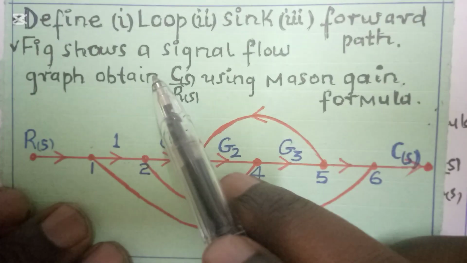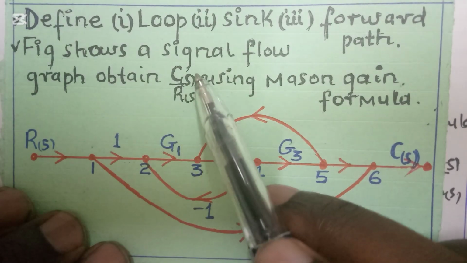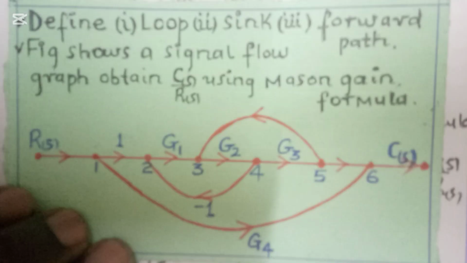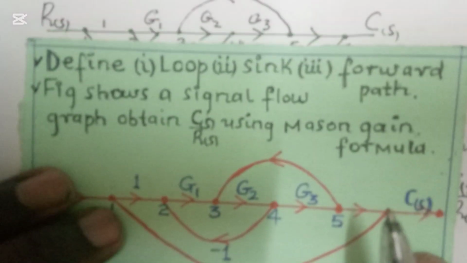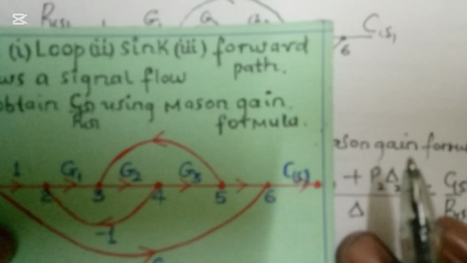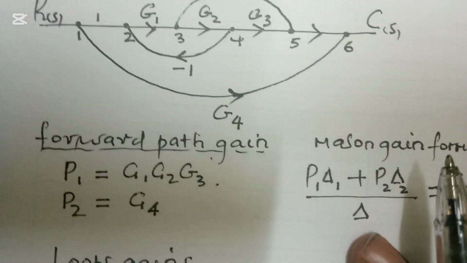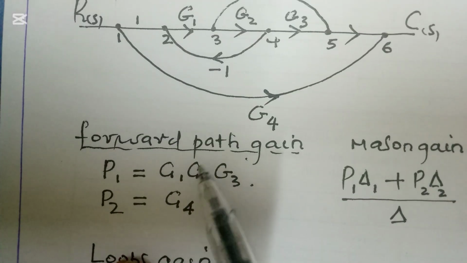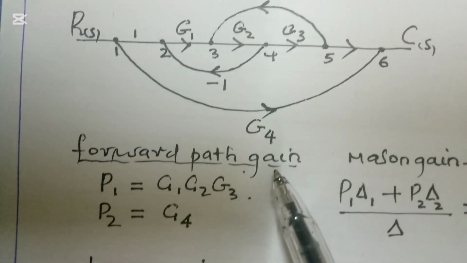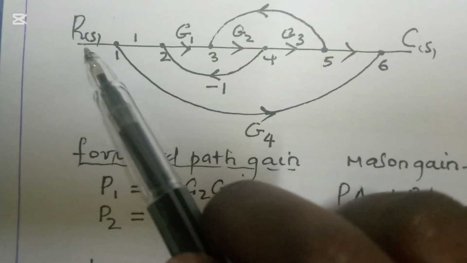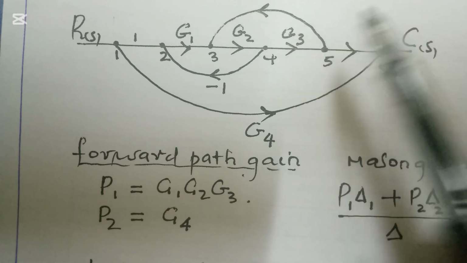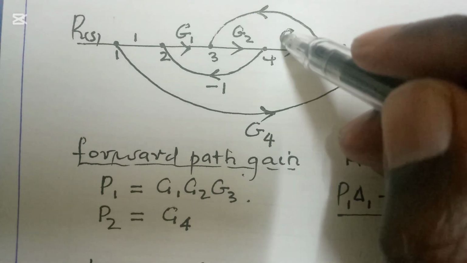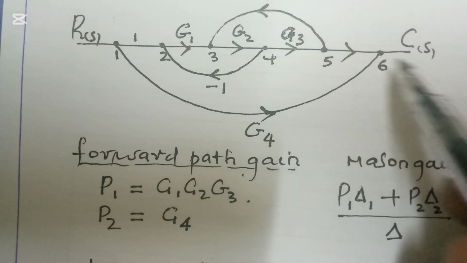Guys, now we come to the question of finding C(s) over R(s). So guys, I have already done that question and I can show you now right here. You can see guys, now we use what we call Mason's gain formula. First guys, we identify the forward path gain. The forward path gain is given by this path, that is the path through G1, G2, G3. This is G3. That is one of the paths.